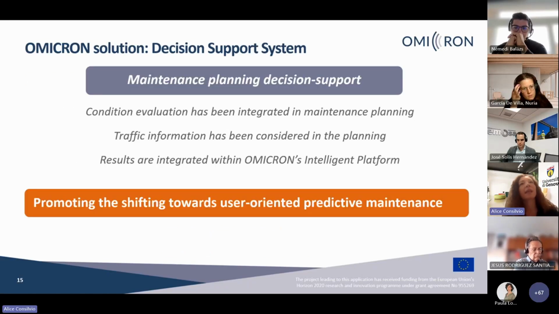Regarding the key messages and elements, we developed a maintenance planning decision support tool. We consider the integration of the asset condition evaluation in the maintenance planning. We integrate information about the traffic condition to be considered also in the planning of maintenance activity, and all the results are integrated within the OMICRON intelligent platform. So our main goal is promoting the shift towards a user-oriented predictive maintenance strategy, minimizing as much as possible the impact on the final users of the highway network.